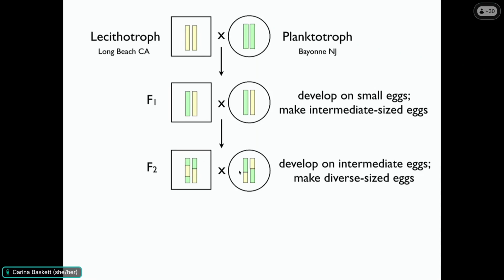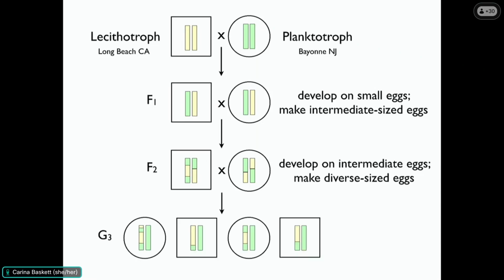When they grow up, they make diverse-sized eggs, and that's because the maternal genetic stuff that influences egg size has segregated now, and so some of the F2s make big eggs and some of them make small eggs, and they in fact make this whole range of intermediate-sized eggs, which again are never observed in our studies in nature. And finally, when we get to this third generation, now everything is segregating.